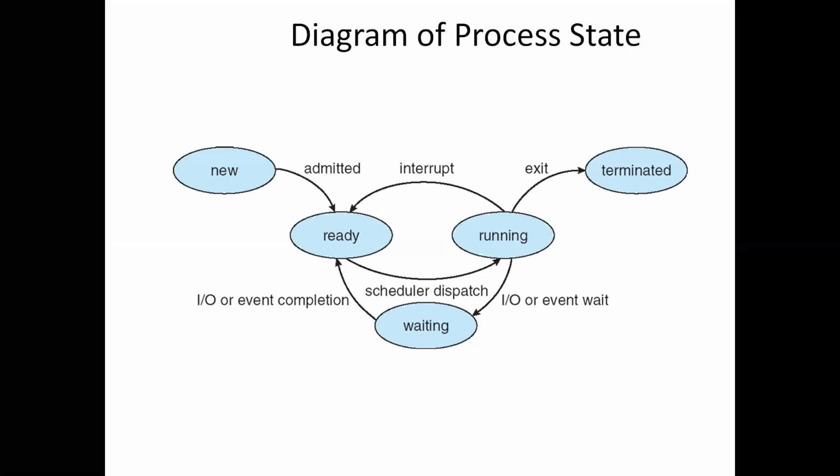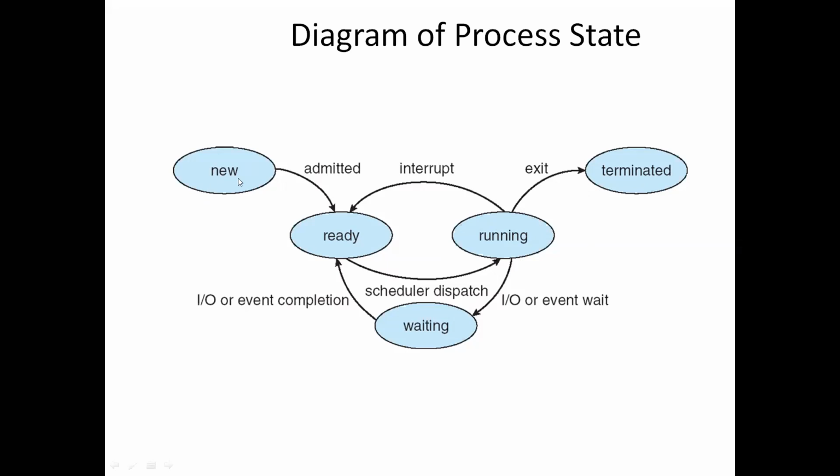New state, ready state, running state, waiting state. Next we have another state called the terminated state. Terminated state is nothing but the process has finished its execution. Once execution is completed, the process will transfer from the running state to the terminated state. This is the process diagram.